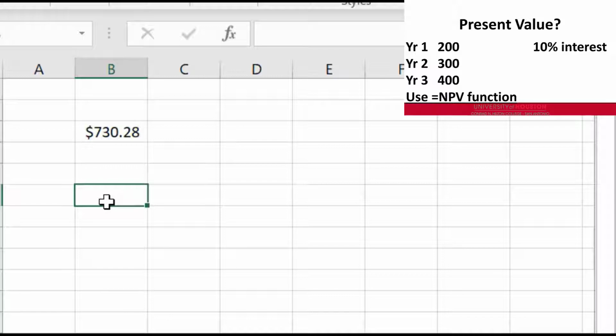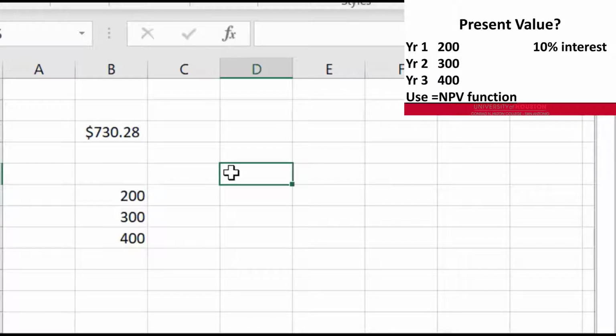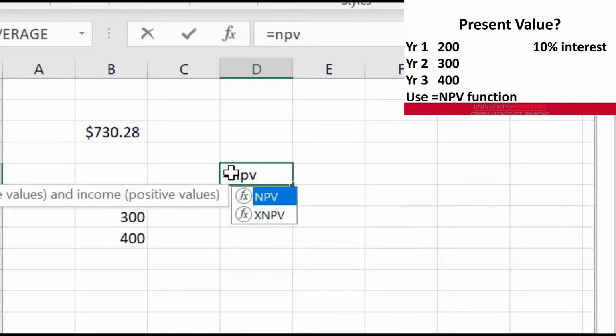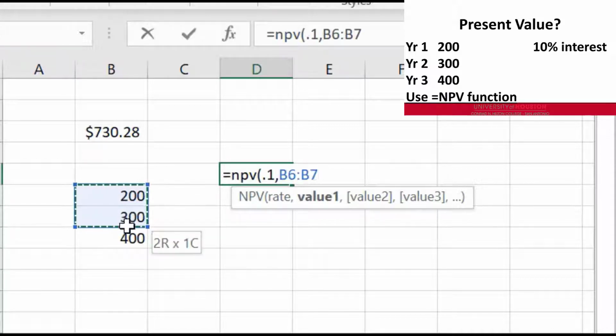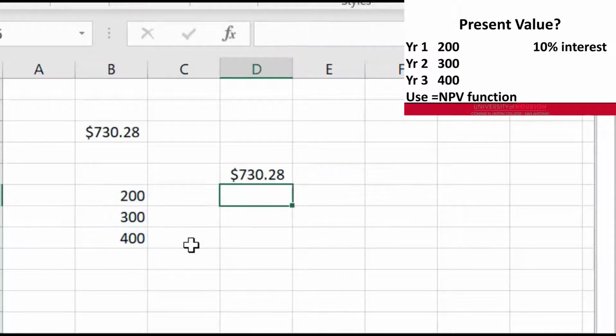One thing to note when using the NPV function is that if we have these values written out for us, 200, 300, and 400, we can use this formula and identify the cells. So if I hit equals NPV, open parentheses, interest rate 10%, then I hit comma, the first value is 200, and I just select all the way down to 400. Excel is going to assume that each one is the next year's value, and I can hit enter.